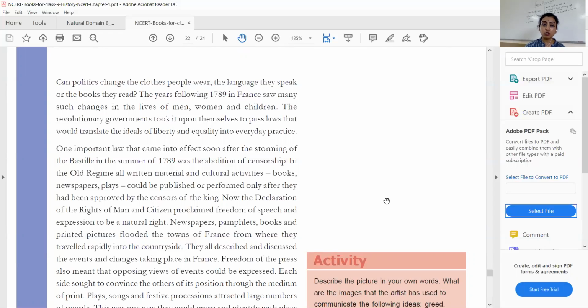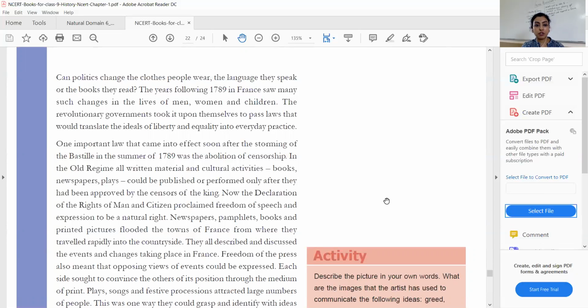Earlier, only those news items were published that were according to the government. If anything was against the government, it was not published. So now that censorship was abolished, in the old regime, all written material and cultural activities like books and newspapers needed approval. Now books, papers, pamphlets, anything could be published without taking permission from anyone.